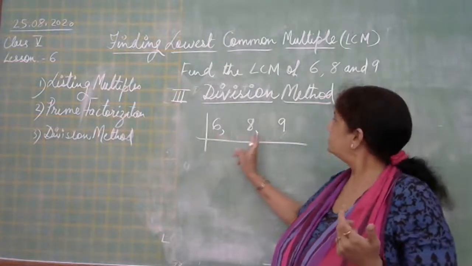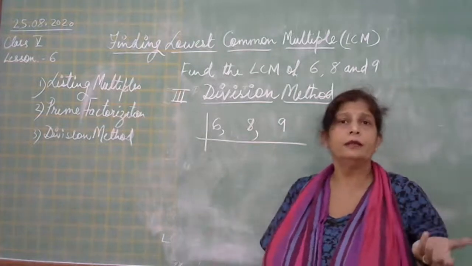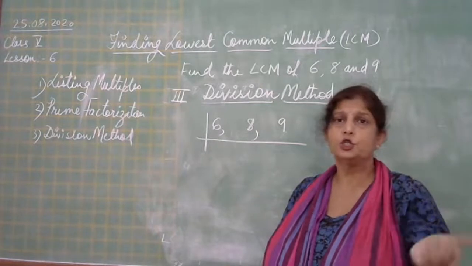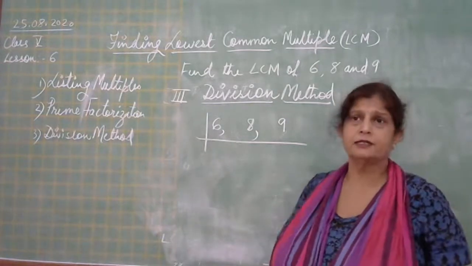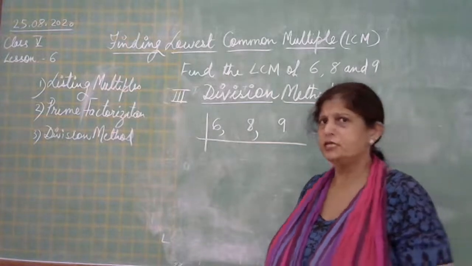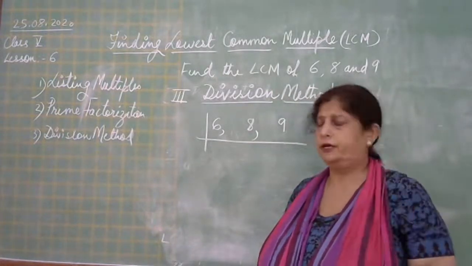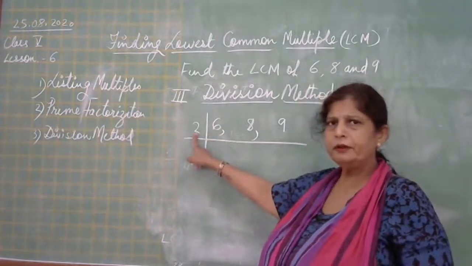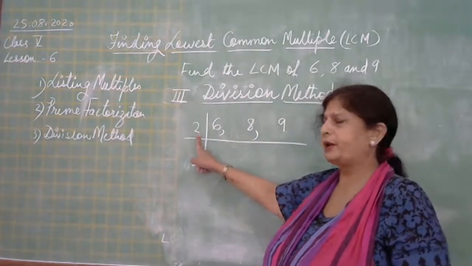Now, when we see 6, 8, 9, the smallest prime number 2. Let us try with 2. So because both are even numbers, they will be divided by 2, right? And as I said, at least 2 should be divided. So we take 2 here, children. 2 is a prime number, the smallest prime number, the only even prime number.